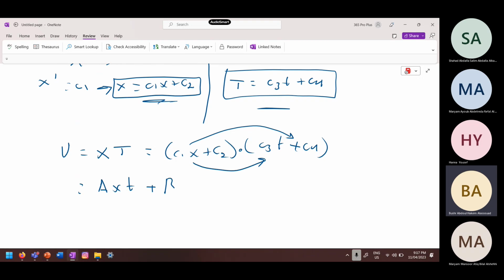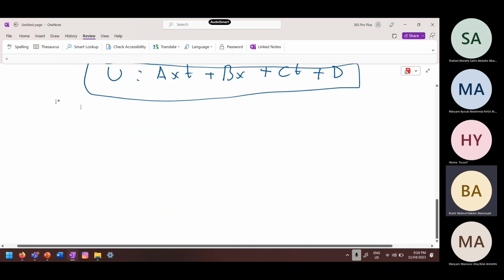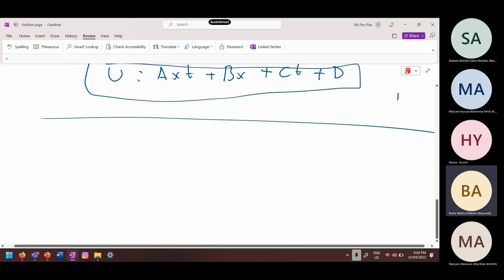So B x, that's it. Now, as for c2, it's going to be c3 t. Now, constant times another constant is just a constant, so it's D. So this is the first solution of the partial differential equation. Of course, we are not done, otherwise it won't be that easy. Okay, I'm just kidding. So this is the first solution.